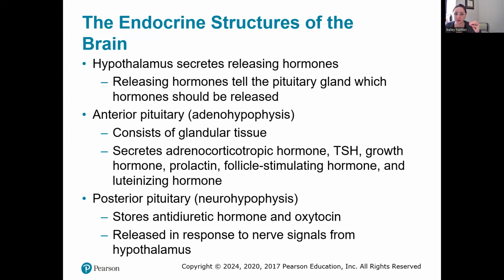The anterior, which is the front of the pituitary, secretes your adrenocorticotropic hormone, your TSH, your growth hormone, your prolactin, follicle stimulating hormone, the FSH, and LH. The posterior does your antidiuretic hormone and your oxytocin. Not super important to know which ones do what, because we're going to talk about all these disorders together.